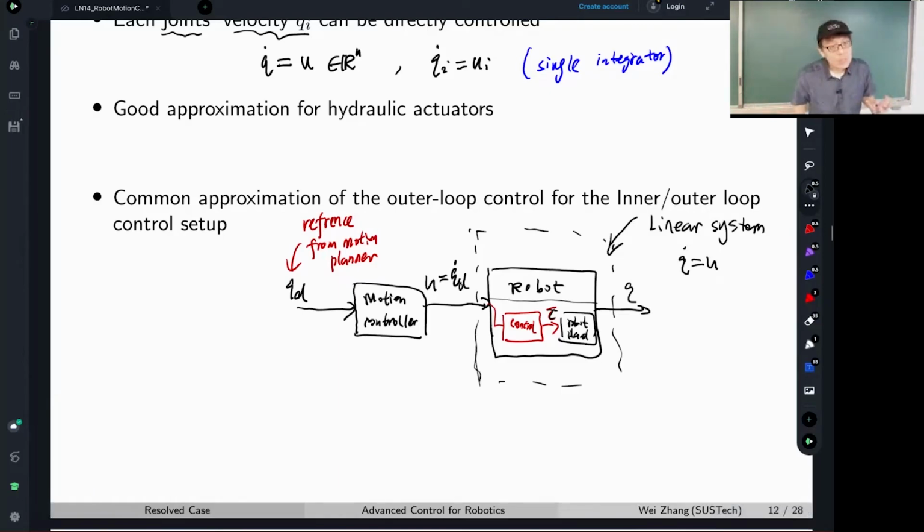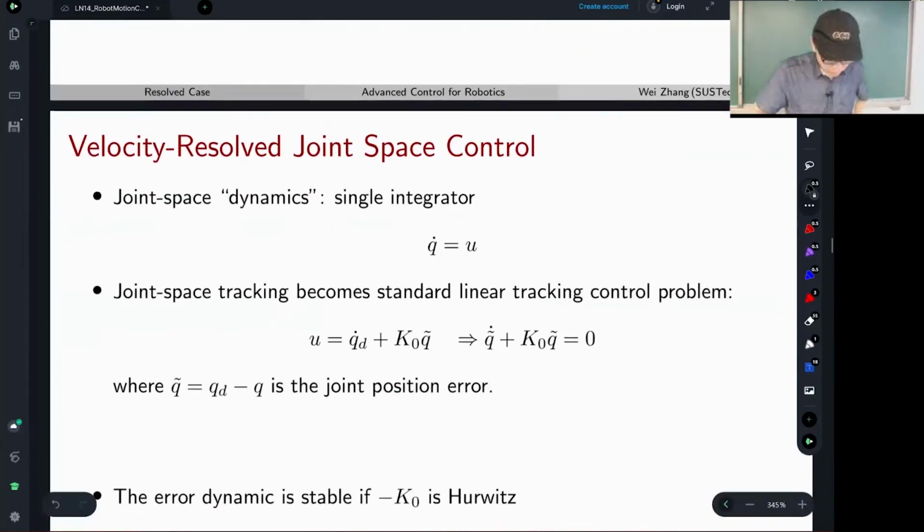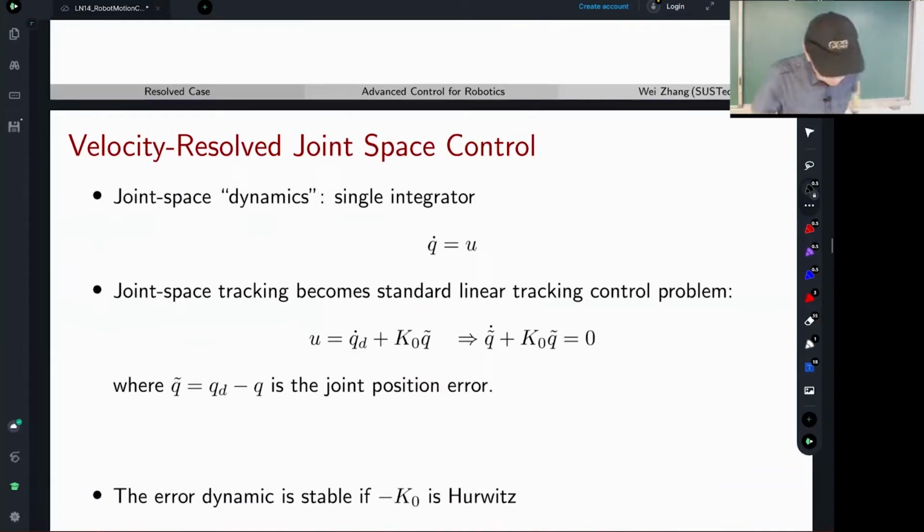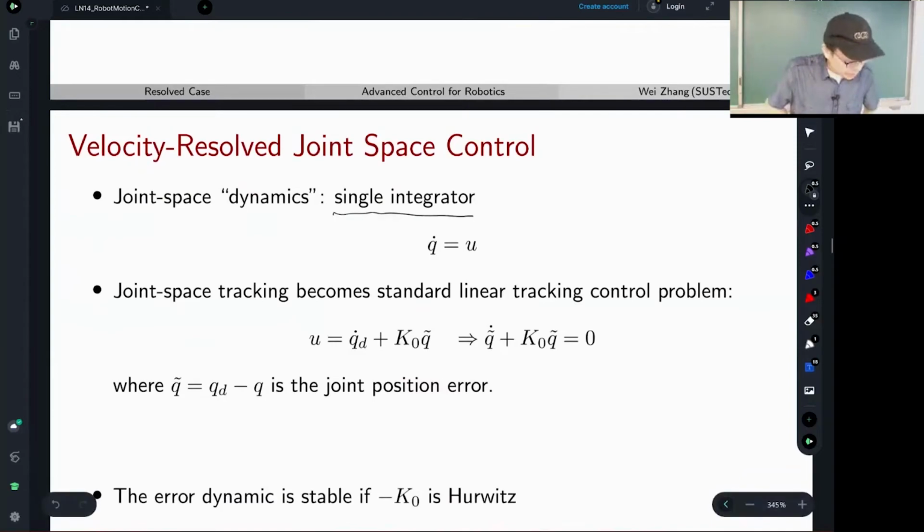Can you control this? It's a linear control design problem we just reviewed, right? How should we do it? Eigenvalue assignment problem, that's it. So let's look at how we do it. The joint space dynamics is a single integrator, which is in Rn, right? I'm talking about vector now. And the joint space tracking problem becomes a standard linear tracking problem.